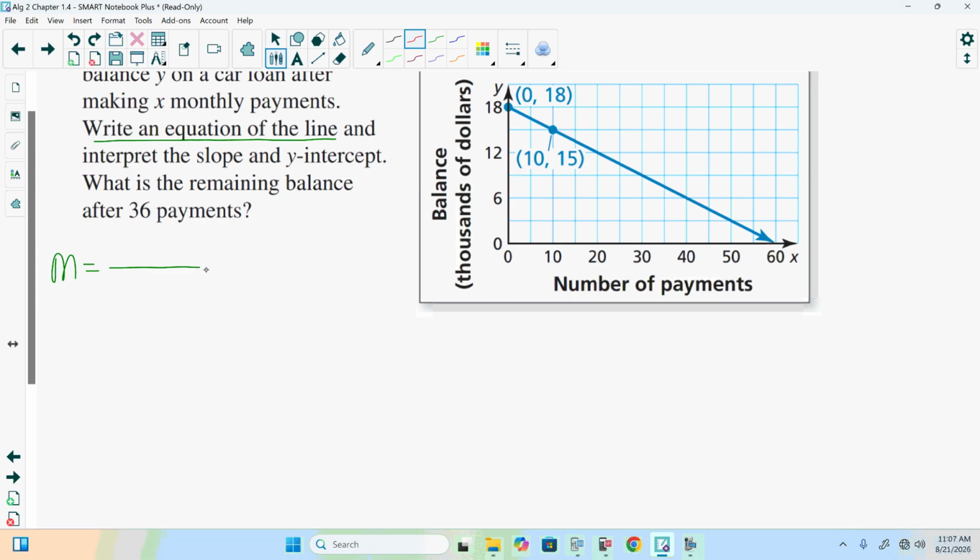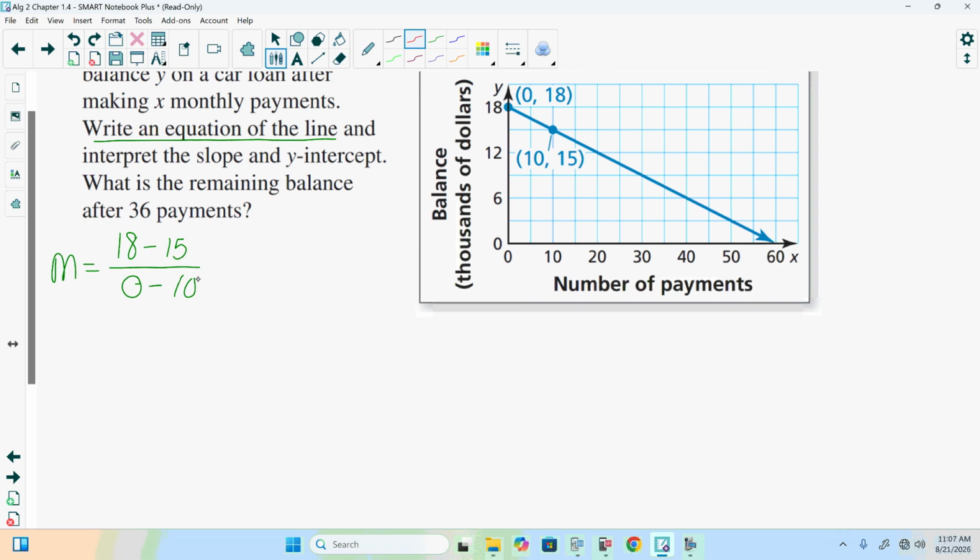Because they gave us 2 points this time, yes? So pick one of them. Yeah, 18. Since we picked 18 to go first, its x value has to go first, which is 0. The other y value is 15. Its corresponding x value is 10.